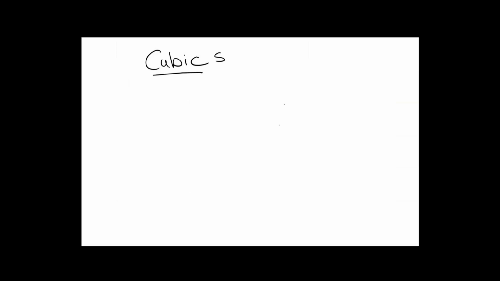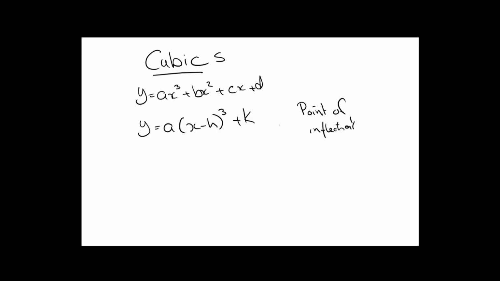The next type of graph that we're going to be looking at is the cubic. So a cubic is kind of like a parabola with an extra x in a way. We can write it one of two ways. We can write y = ax cubed + bx squared + cx + d. Or the other way that we're really interested in, y = a(x - h) cubed + k, where we have a point of inflection at (h, k).